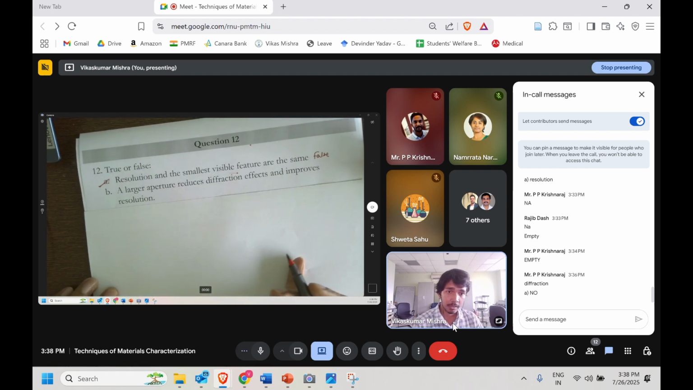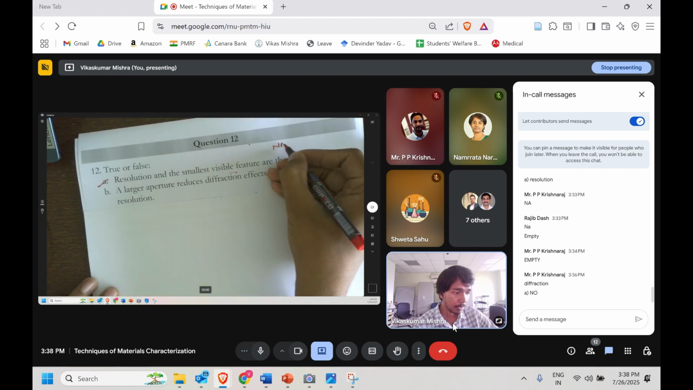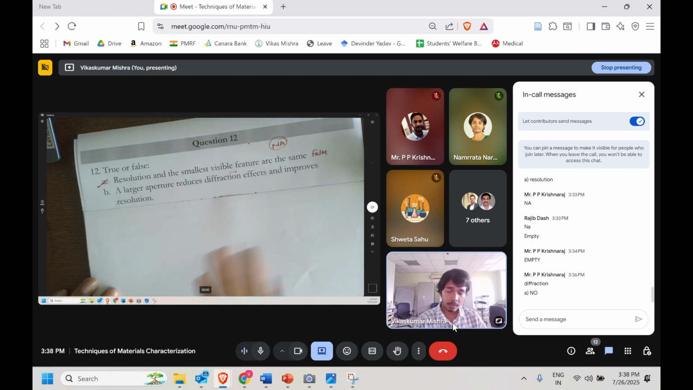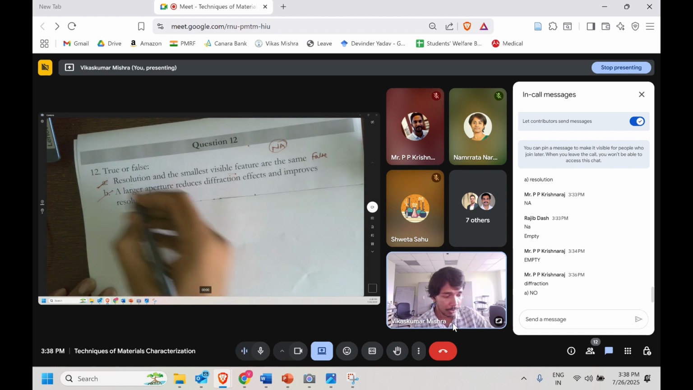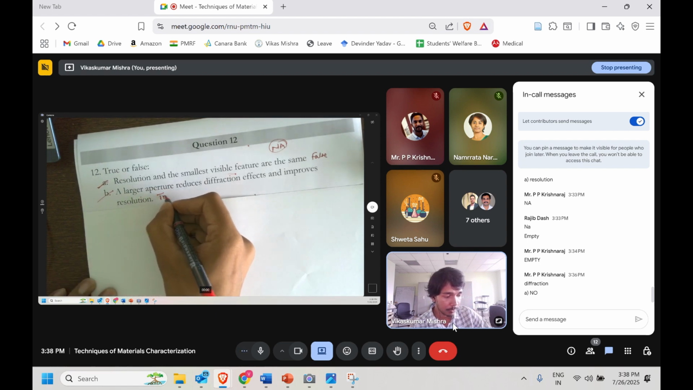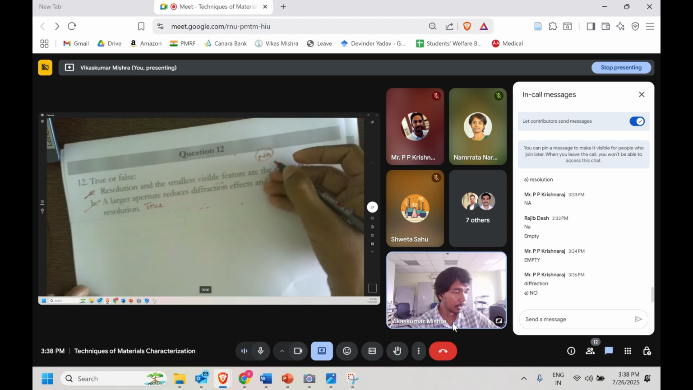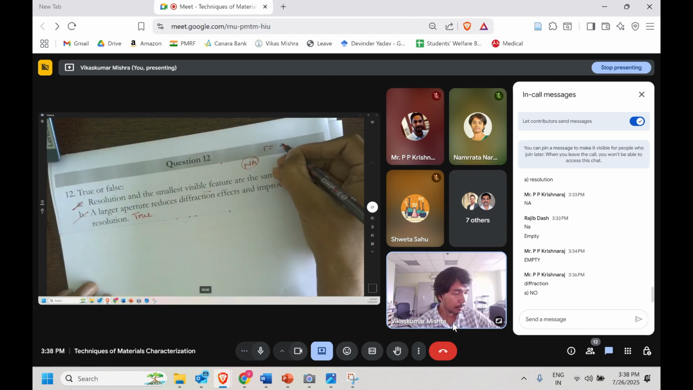This is true, right? If the aperture is more, then our overall NA, the numerical aperture, will be more. And we know that if that increases, the denominator increases. So effectively the value of the resolution will decrease, which means we are able to resolve more clearly. So option B is the right answer. So it's true. See, we know that resolution is given by 0.61 lambda divided by NA.